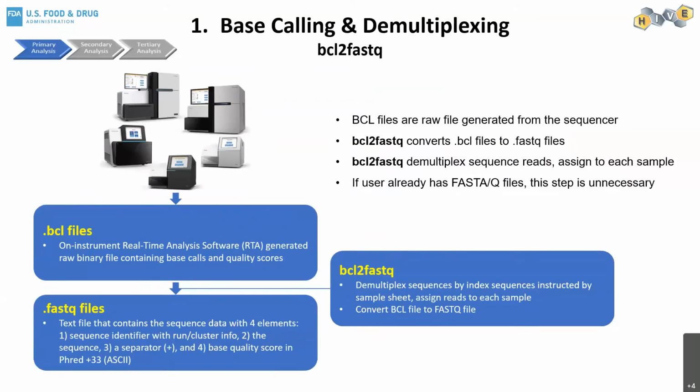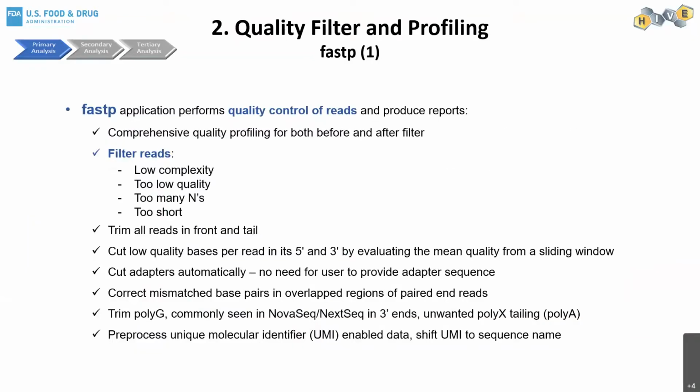Usually these are the files that are coming from the sequencing machine, BCL files. These are converted through BCL to FASTQ into FASTQ files. They are being demultiplexed. Sometimes the adapters are being removed. It depends on their settings. And sometimes if you already have FASTQ files, this step might be unnecessary. But sometimes when you get raw data from the machine, you will have to do this step. So this is number one in the pipeline.